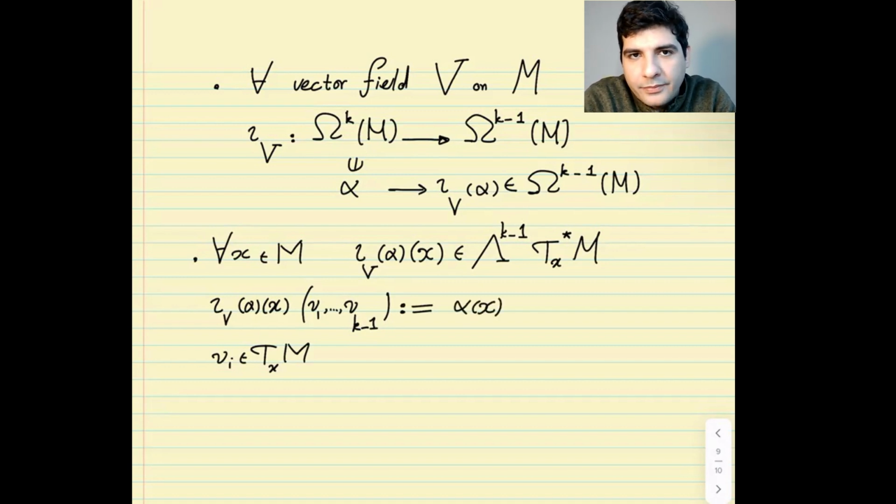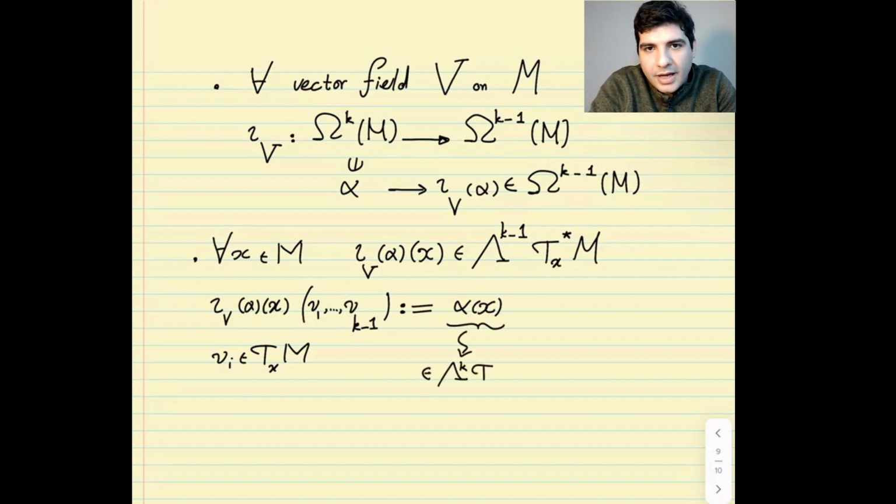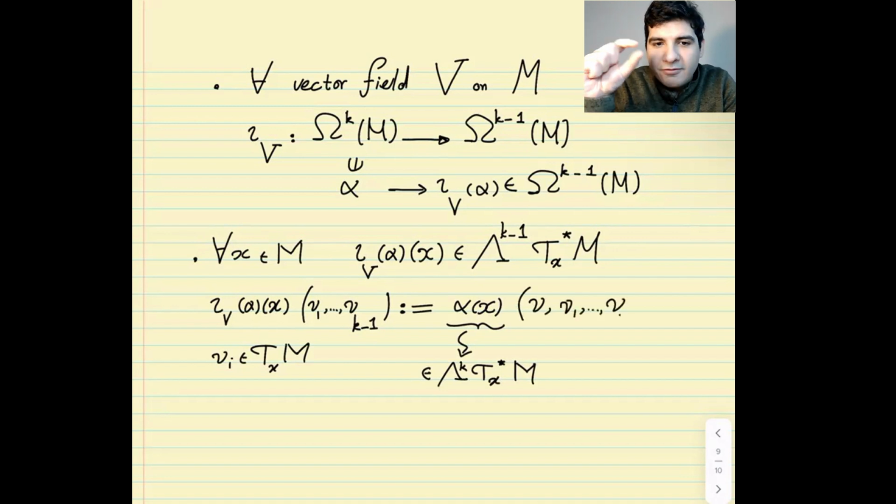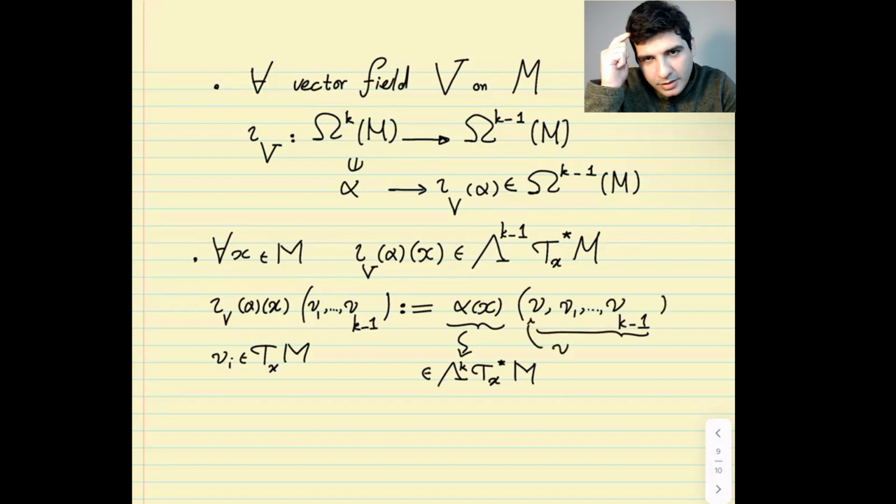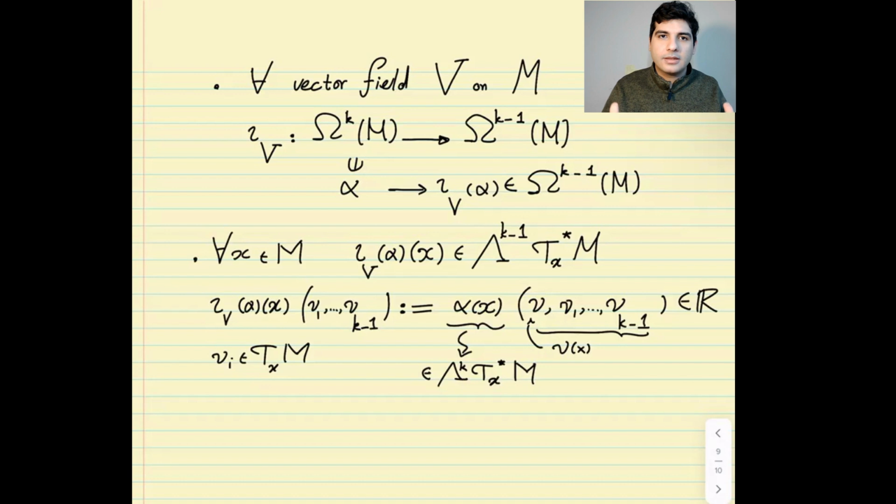Consider alpha of x. It's a K form. It's an element of lambda K T star of M at the point x. So if you give K vectors to this, it gives you a real number. Think about the value of the vector field V at the point x and add the other K minus 1 vectors, V1 up to Vk minus 1. You get K tangent vectors. Alpha of x would act on that, and it would give you a real number. So it completely characterizes what iota V of alpha is as a K minus 1 form. Okay, so that's how the interior product works.